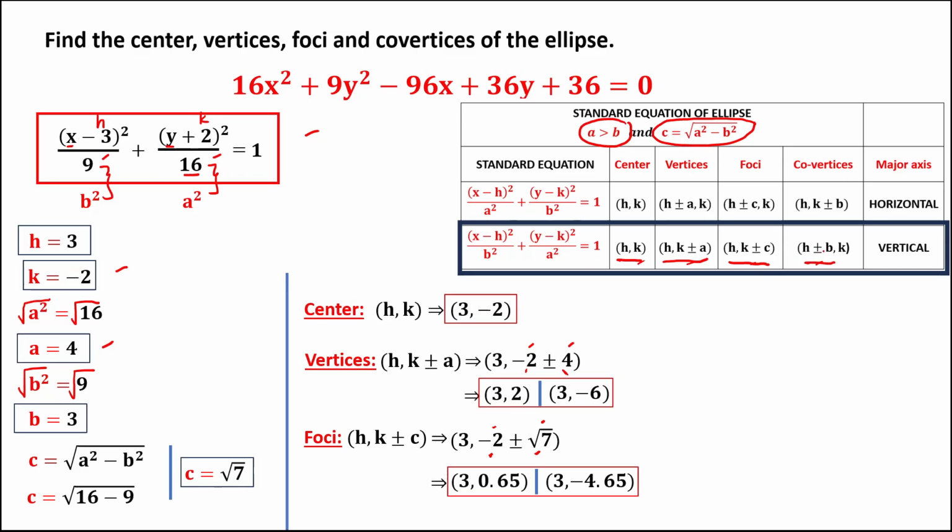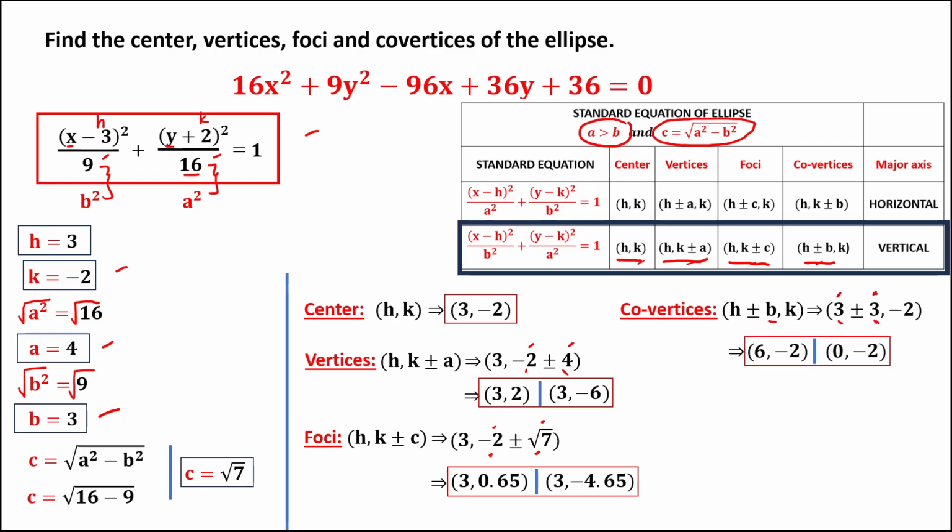Then the last one, the coordinates of the co-vertices and the formula. Then substitute now the values. So h is 3, b is positive 3, then k is negative 2. Then to simplify, 3 plus 3, this one is 6. So we have 6 and negative 2, then the other coordinate, 3 minus 3, this one is 0. So these are now the coordinates of the co-vertices.